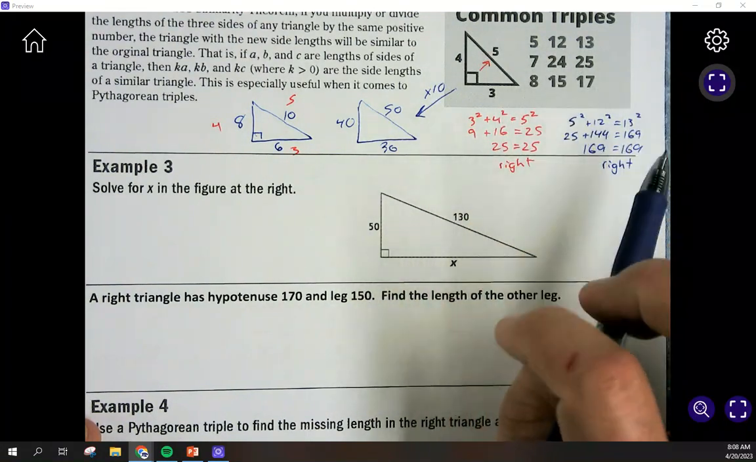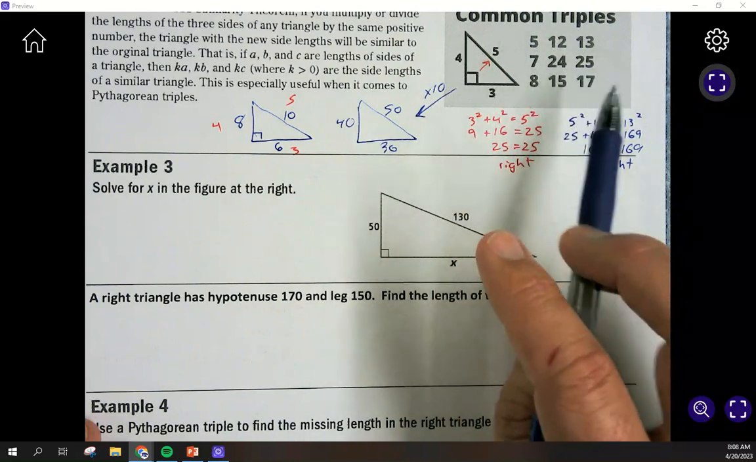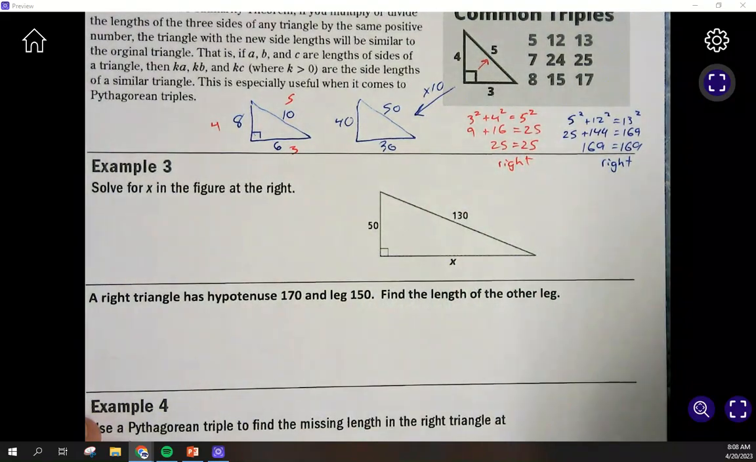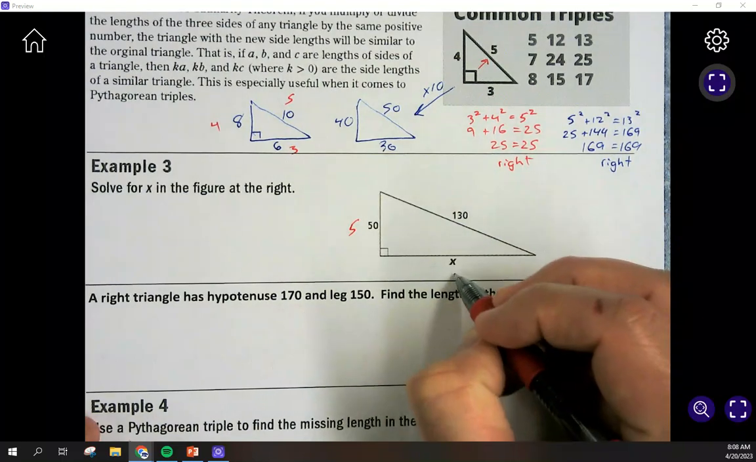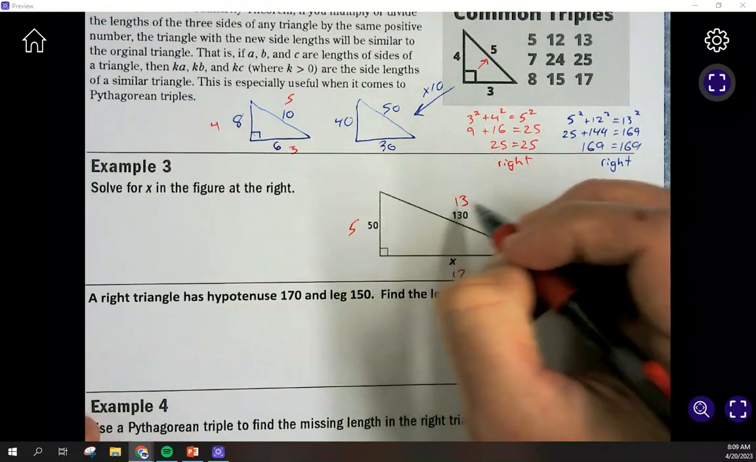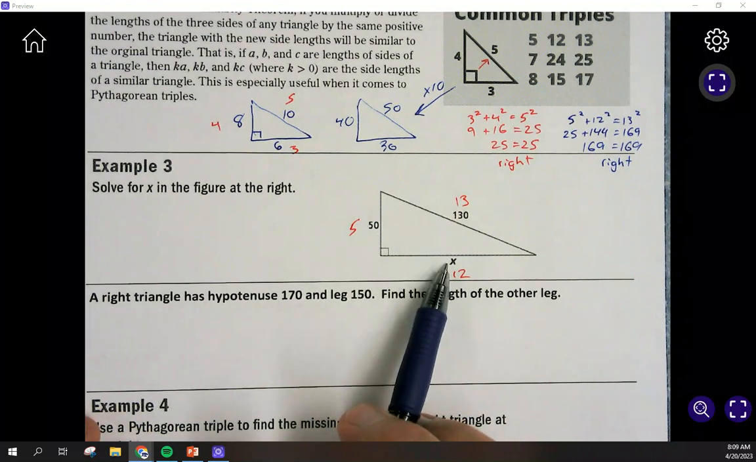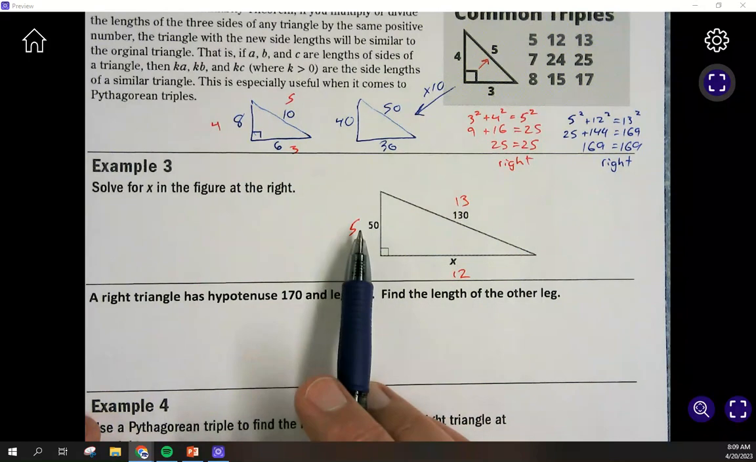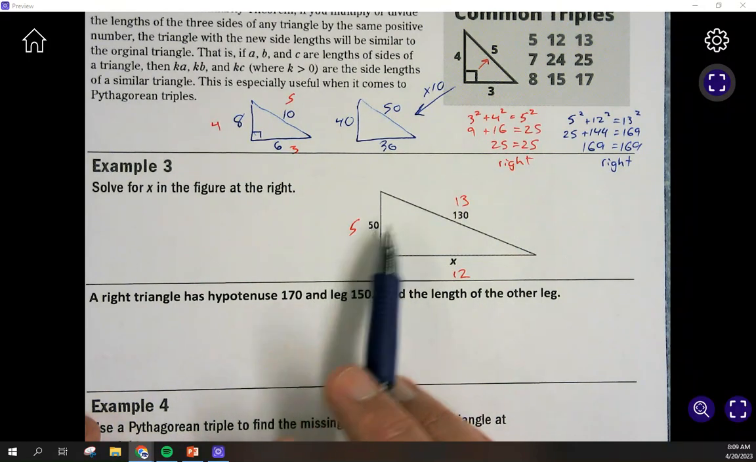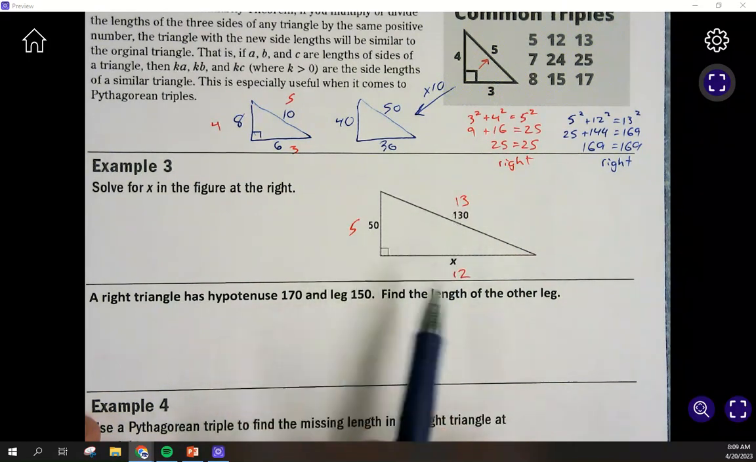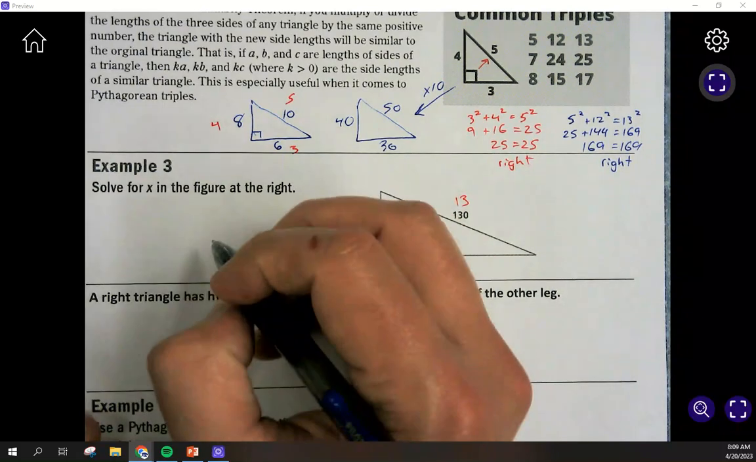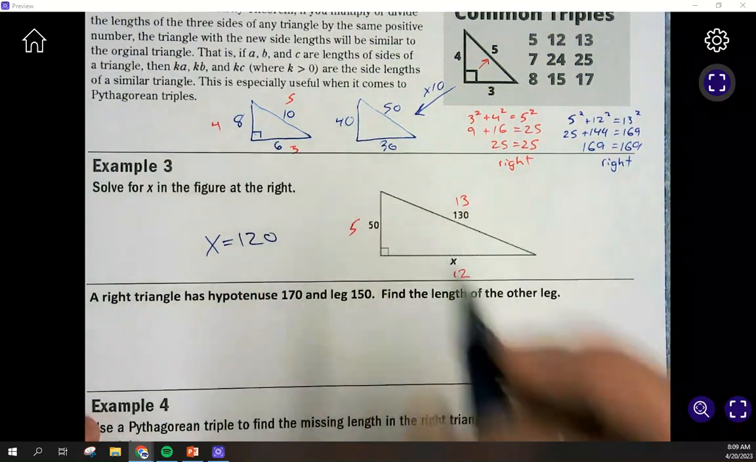Maybe not these because we don't use them as much, but you definitely want to recognize those first two. And so this is a 5, 12, 13 triangle. Of course, you could run a squared plus b squared equals c squared, and you would quickly find out what this answer is here. But because we can see this is just times 10, it's a 5, 12, 13 times 10, I automatically know this one right here is 120.